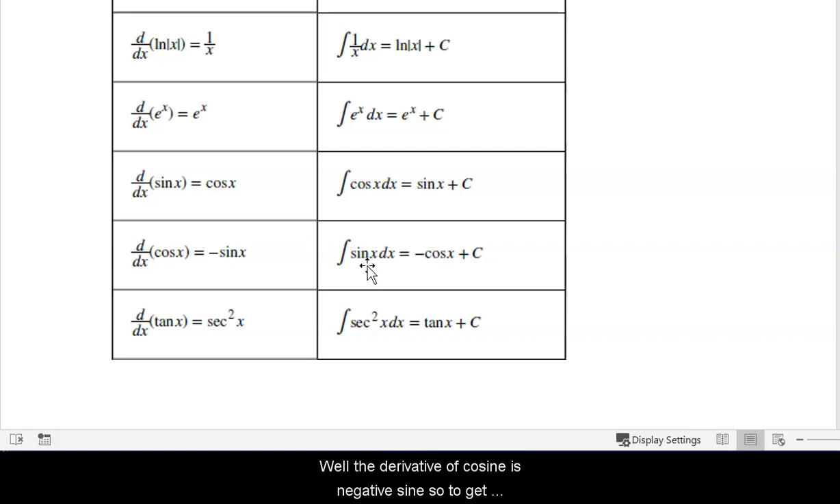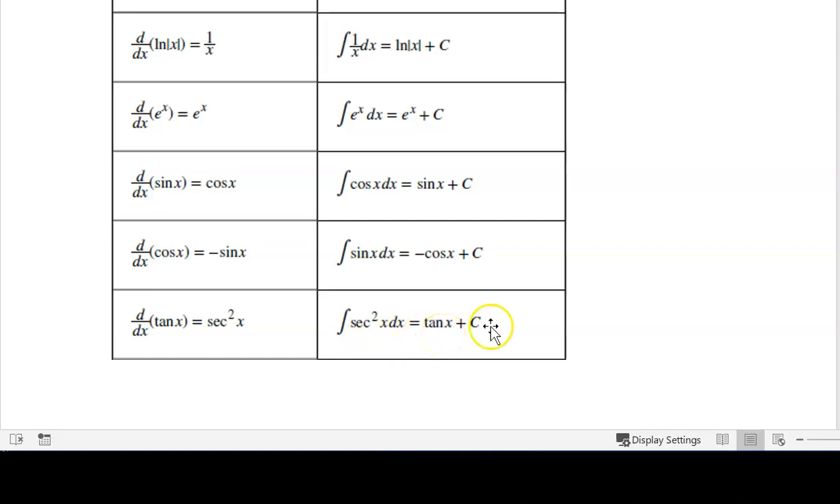Well, the derivative of cosine is negative sine, so to get positive sine, I should have taken the derivative of a negative cosine. Thus, the antiderivative of sine of x, or the indefinite integral sine of x dx, is negative cosine of x plus a constant. Since the derivative of tangent is secant squared, the integral of secant squared is tangent of x plus c.